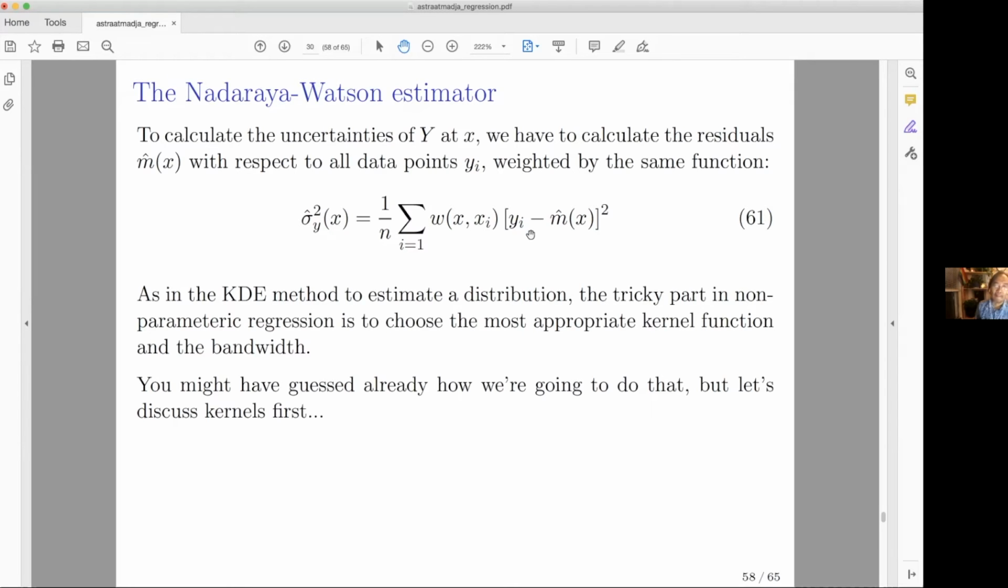Now we have to find the most appropriate bandwidth. But not only that, we also have to find the kernel function. So how do we do that? I'm going to let you guess. All right, let's think about it. But for now, let's talk about kernels.